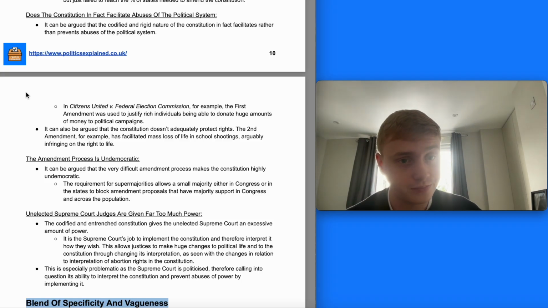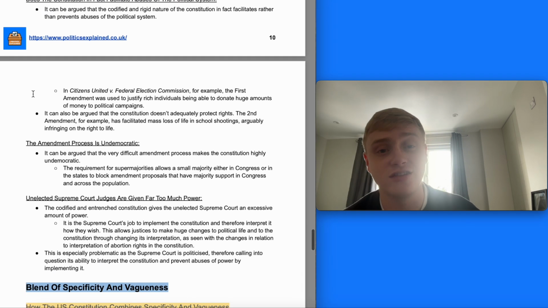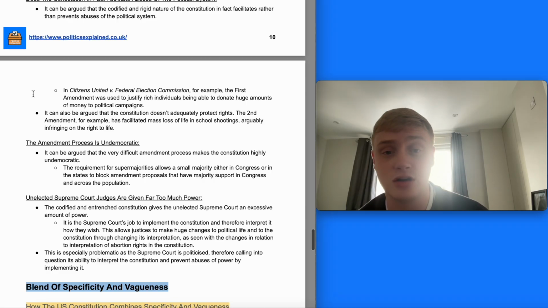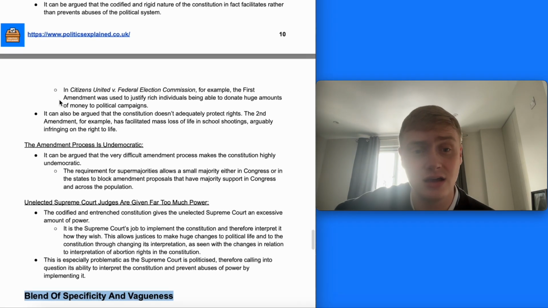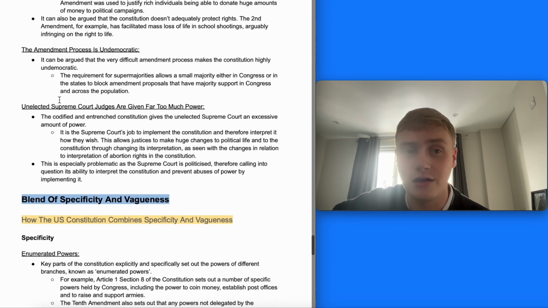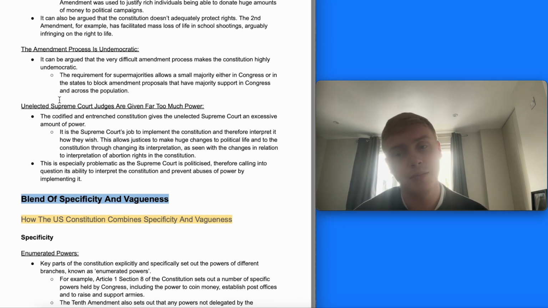It can also be argued that the Constitution doesn't adequately protect rights. So the Second Amendment definitely protects the right to own a gun, but it's facilitated mass loss of life in school shootings, so it can be seen as infringing on the right to life. Another couple of key disadvantages.